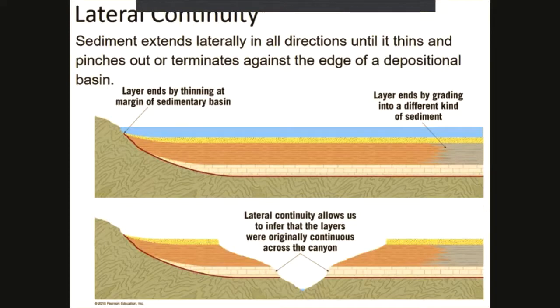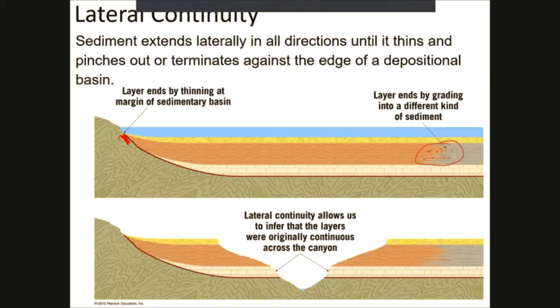So the next principle is lateral continuity. This principle assumes that layers of sedimentary rock are continuous. They continue, they don't just disappear. One rock doesn't all of a sudden transition to another one. Layers of sedimentary rock are originally continuous, except where they thin and pinch out at the edge of a depositional basin like they do over here, or whenever they grade out, which means they transition into a different type of sediment, like what's happening right here.